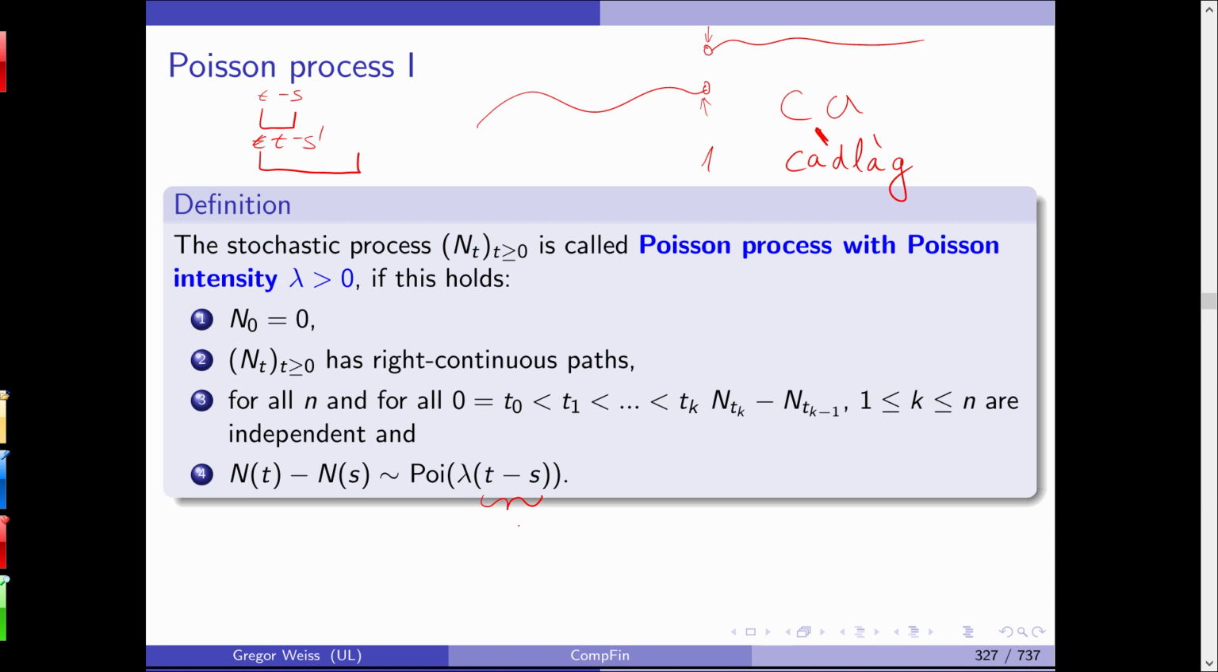So the jump from today to tomorrow will have the same distribution as the jump from tomorrow to the day after tomorrow. But if we are comparing the jump 1 day ahead and 5 days ahead, the parameter may look different. And it will still be a Poisson distribution.